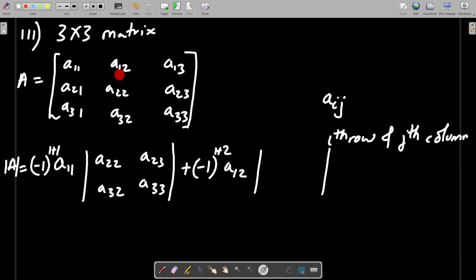Delete this column and delete this row from the matrix. In your mind only do that. So delete this row from the matrix and delete this column from the matrix. What will remain? Write down the entries which remain. A21, A23, A31, A32. Done.